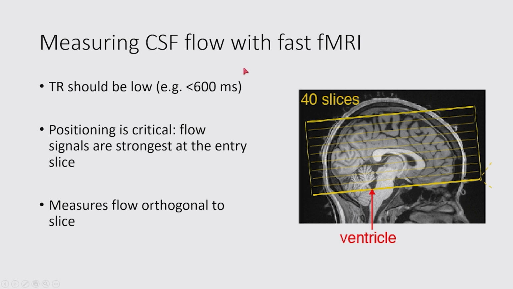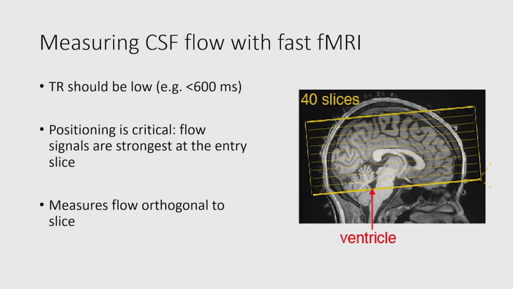But a second thing that's really important to consider is that the flow signals are really generated by entry into the imaging volume. And so you're going to have the strongest flow signals at the entry slice, which means that you would need to position your acquisition volume in such a way that your edge slice intersects with the area that you'd like to measure the flow in.